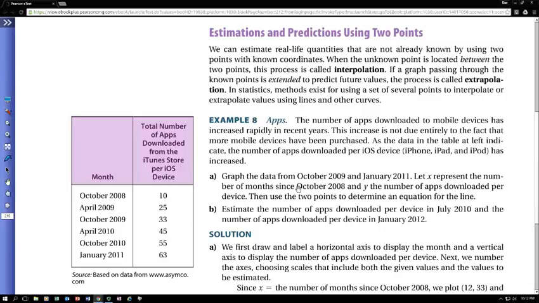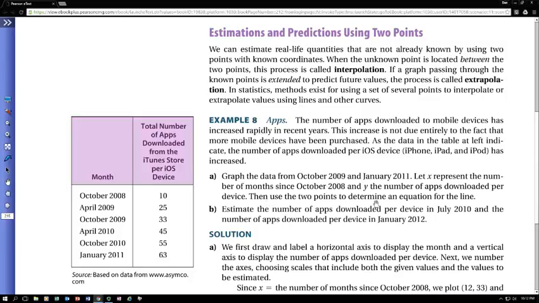Let x represent the number of months since October 2009, which is usually how we do time, on the horizontal level. They're defining my graph, right? They're putting the scale and definition of the horizontal axis, or the x-axis. And then y, the vertical axis, is the number of apps downloaded per device.